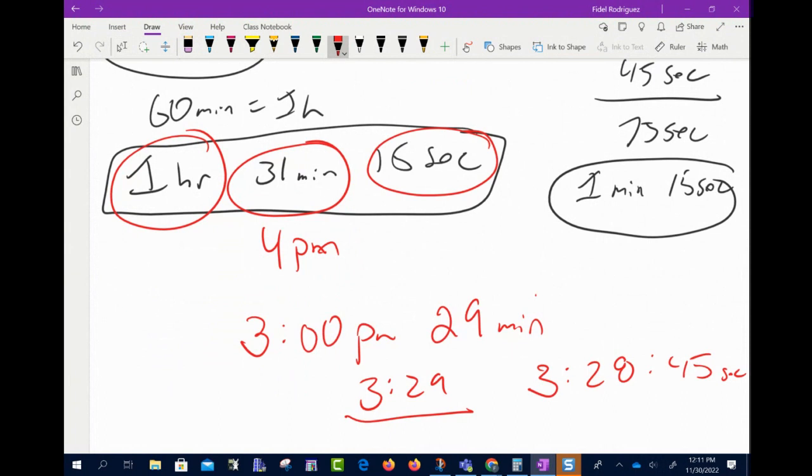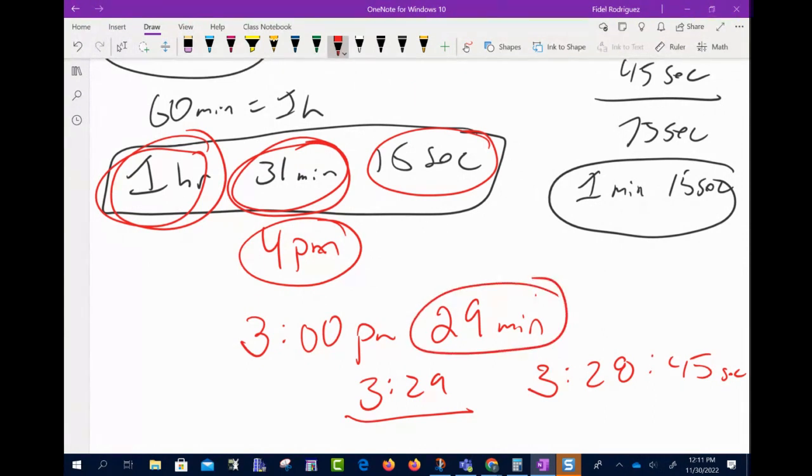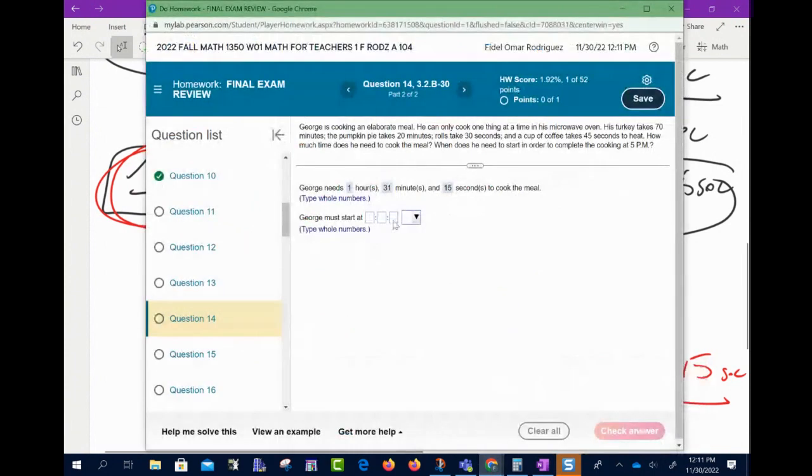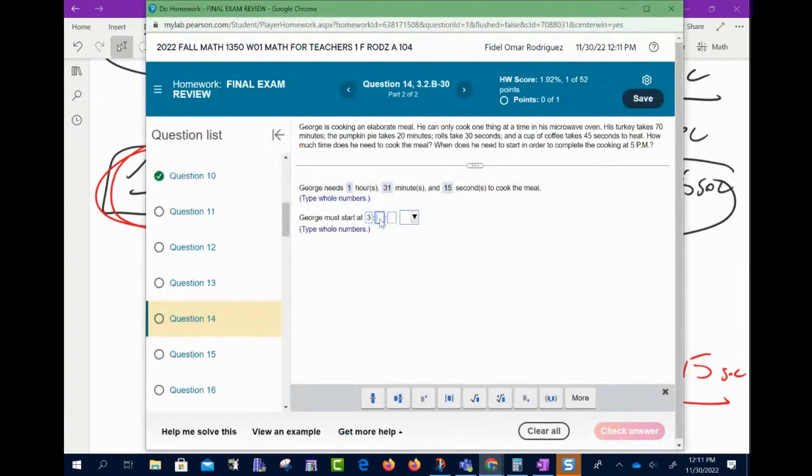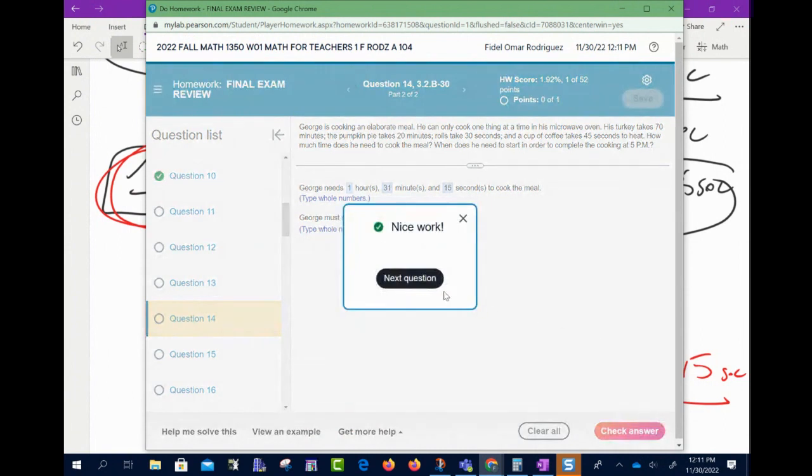So again, all I'm doing is working backwards here, right? If he wanted it ready at, say, 5 o'clock, that 1 hour tells me I would have to start at 4. The 31 minutes says I need to take away 31 minutes from an hour. That would tell me I'm left with 29 minutes, right? And if I still have 15 seconds, I've got to take those 15 seconds off. So if I was at 29 minutes, now I'm going to be at 28 minutes and 45 seconds. So 3:28:45. And so I'm going to come back over here, 3:28:45, and this should be PM, right? And I'll check my answer, and we got it.